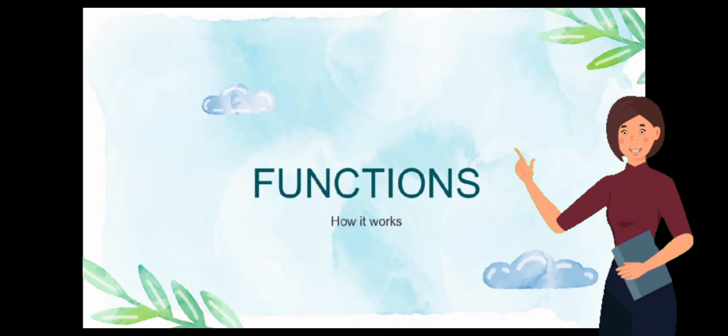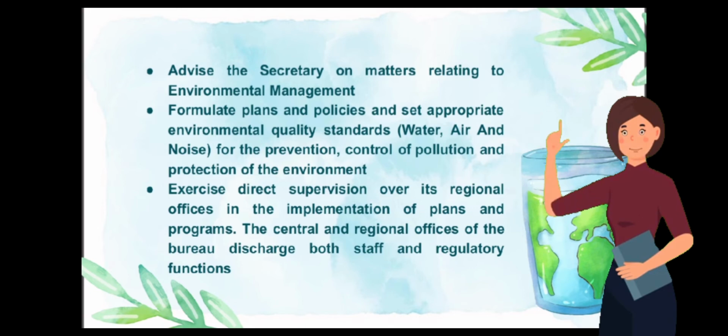Functions, and this is how it works. First is to advise the Secretary on matters relating to environmental management. Second, formulate plans and policies and set appropriate environmental quality standards for water, air, and noise for the prevention and control of pollution and protection of the environment. Lastly, exercise direct supervision over its regional offices in the implementation of plans and programs. The central and regional offices of the Bureau discharge both staff and regulatory functions.